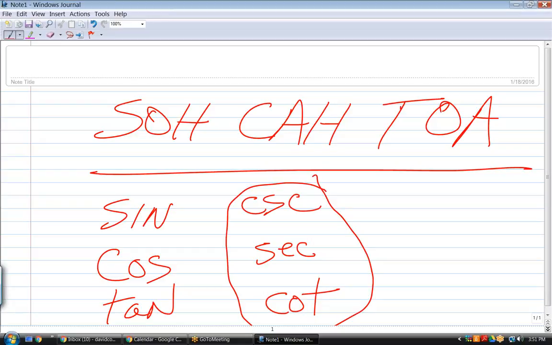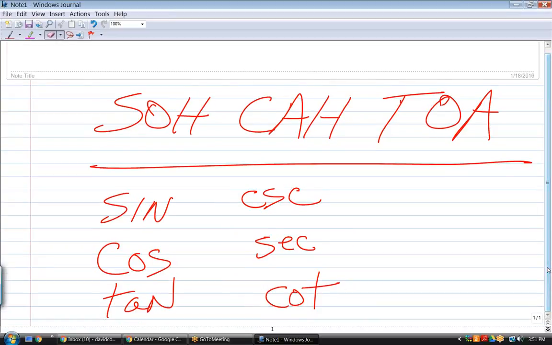Now, if you go on your Inspire and you hit the trig key, it'll ask you which of the 6 trig functions you want to talk about. It'll also ask you about the 6 inverse trig functions. So it actually gives you a menu of 12 things to pick from. But these three here, the reason they're not on the original calculators is because you didn't really need them.